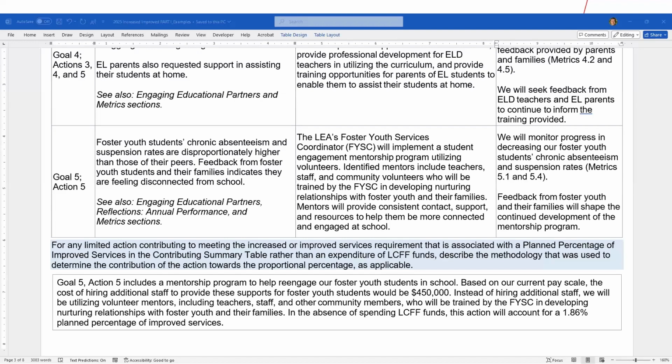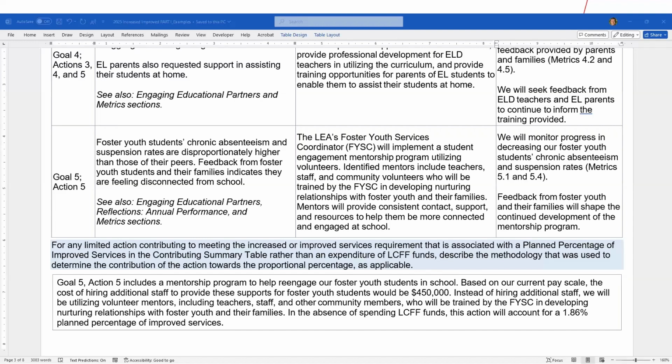Okay? So foster youth students, that's the unduplicated student group the limited action is being targeted towards. Foster youth students' chronic absenteeism and suspension rates are disproportionately higher than those of their peers. Feedback from foster youth students and their families indicates they are feeling disconnected from school. That's the need, okay? They are disconnected from school. They have these higher chronic absenteeism and suspension rates. That's the need. What are we going to do?